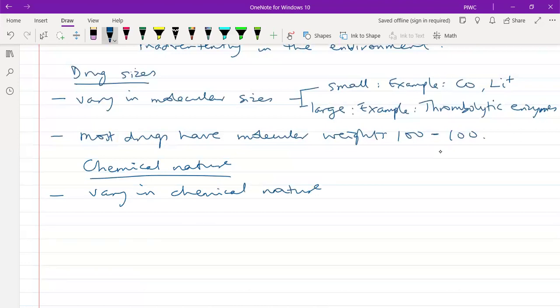They vary. Okay. We have those that are highly reactive chemical agents. An example would be the alkylating agents such as mechlorethamine, very reactive. So you could have highly reactive chemical agents.